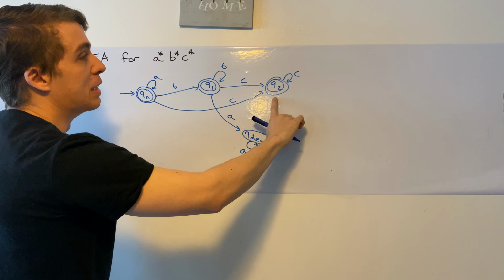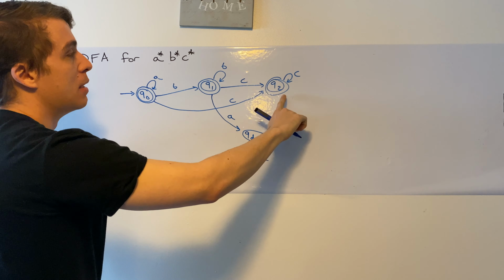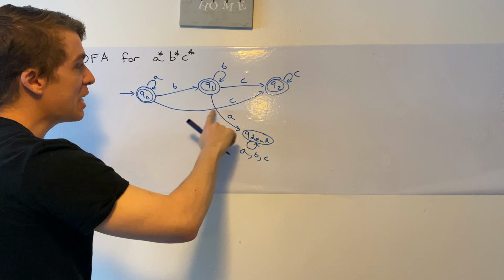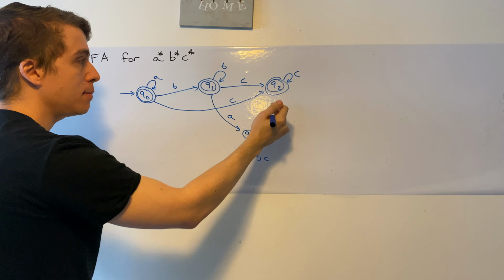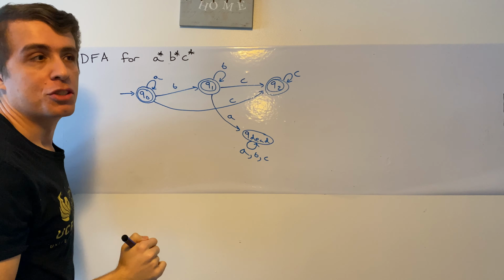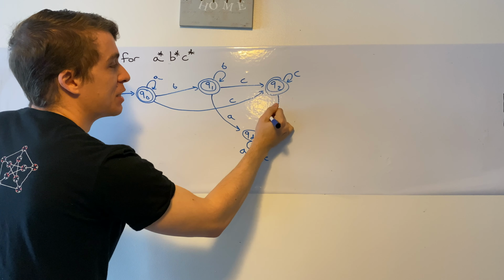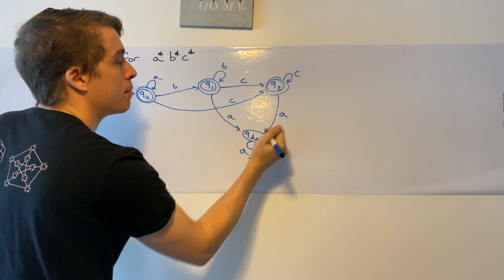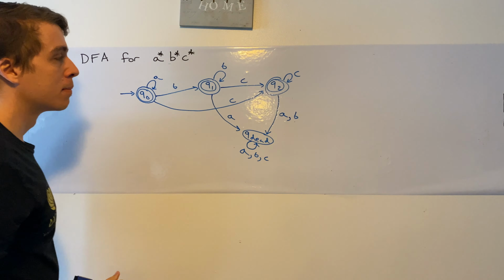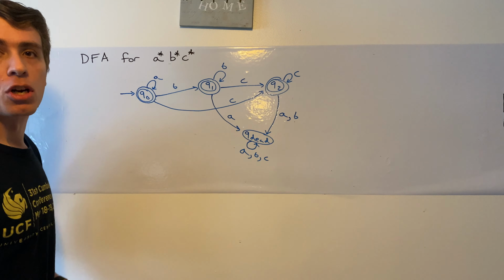Well, it has no transitions on A or B. So let's think about what that means. If we are in Q2 and need to read an A, well, we've read at least one C no matter what, which means that if we read an A, we'll have a CA in the string, which is not allowed. So we need to not accept the string at that point either. And same story with a B. And that's it. So this is a DFA for A star, B star, C star.